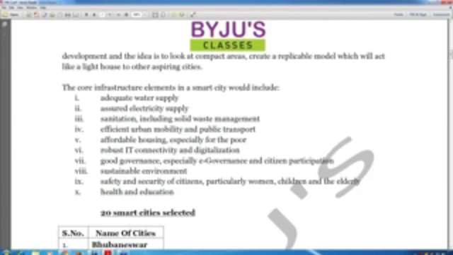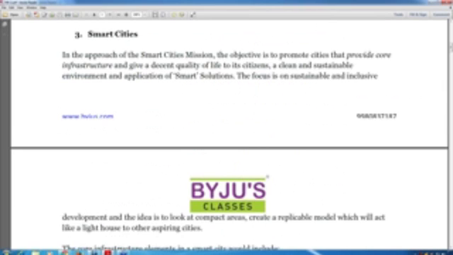20 smart cities are selected. Yep. Can you see this? The focus is on sustainable and inclusive development, and the idea is to look at compact areas, create a replicable model which will act like a lighthouse to the other aspiring cities.